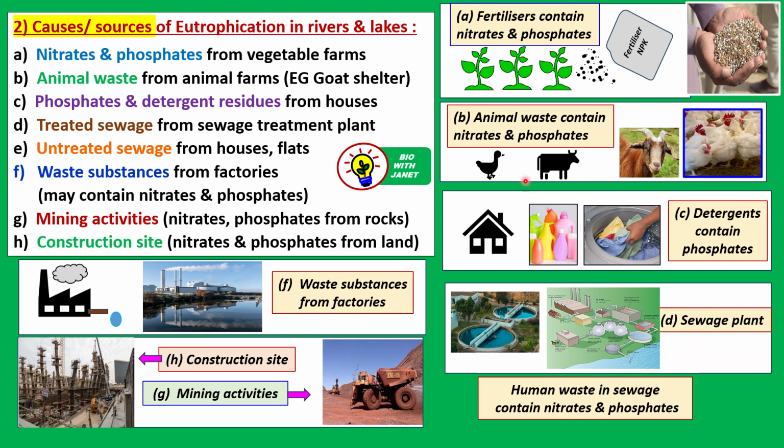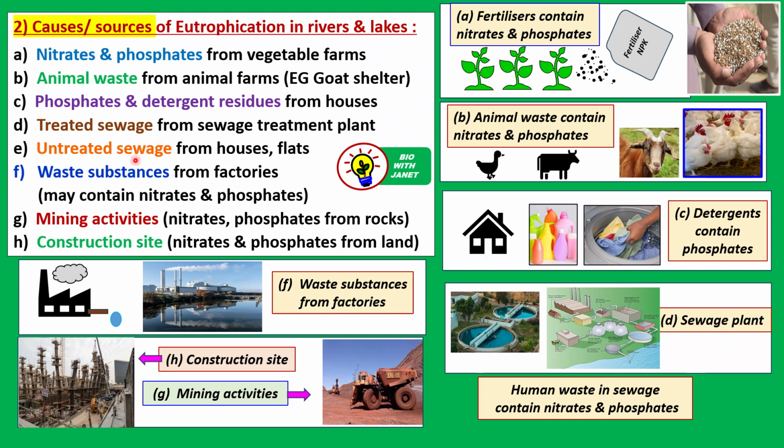Phosphates and detergent residues from houses. So detergents used to wash clothes normally contain phosphates. But nowadays there are detergents that are free from phosphates, eco-friendly detergents. So that will be better to prevent eutrophication from occurring, okay? Because after we've washed the clothes using detergents, usually the soap water is just poured into the drain hole, right? In the olden systems, the detergent water will just flow into the drain, right? So then the phosphates will be carried into the rivers and lakes from the drain.